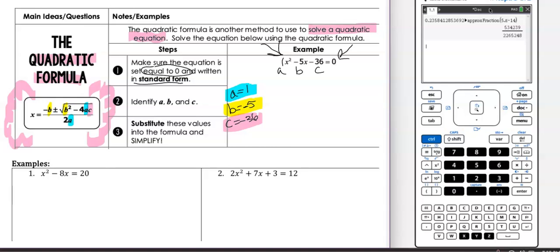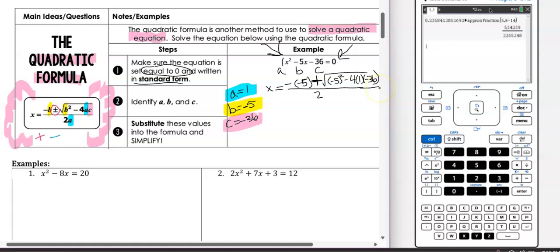So the last thing you have to be careful of is this symbol. This is the plus or minus symbol, meaning you're going to have to do this twice, once with a plus, once with a minus. So let's start off by saying x, or the x-intercept, is equal to negative b, which is -5, plus, let's start off with the plus, the square root of b squared minus 4ac, all divided by 2a.